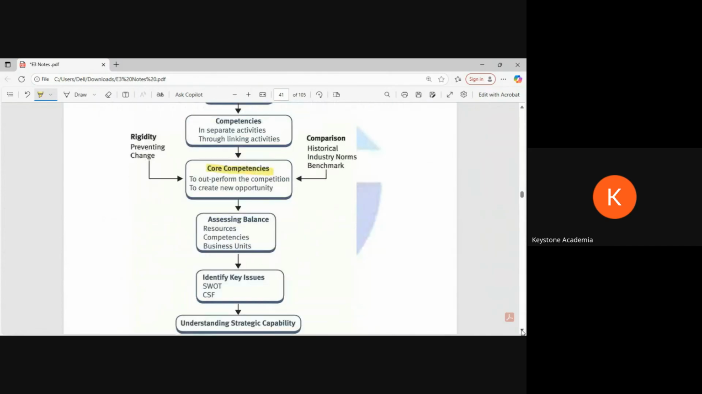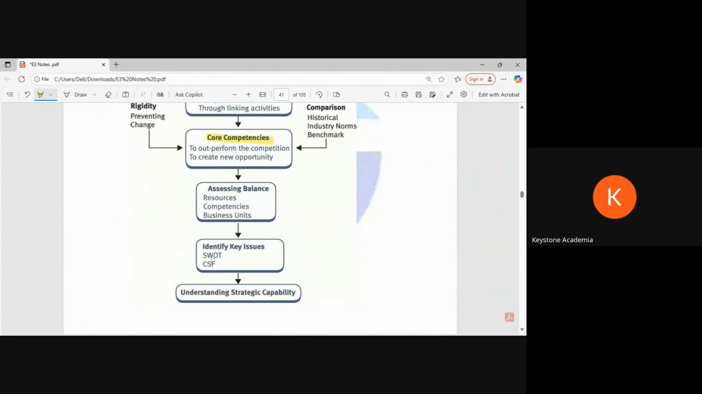We can assess our balance of resources, competencies, business units, identify key issues, SWOT, critical success factors. That is the reason we are doing SWOT analysis. We need to know what strengths and weaknesses we have. Obviously, we have less information in the pre-seed stage to come up with a very big SWOT analysis, but at least we can have a basic start and take some information from the industry. Strengths and weaknesses are internal, while opportunities and threats are external to the business.